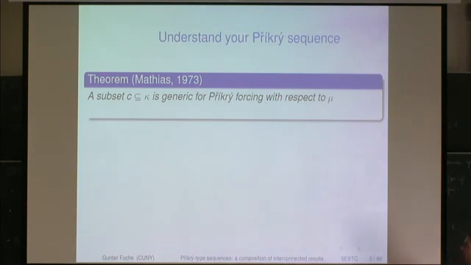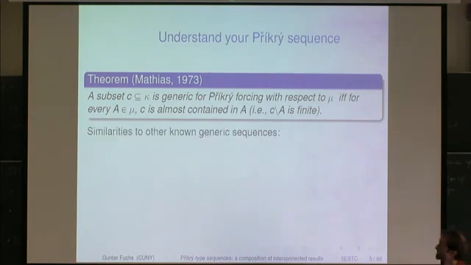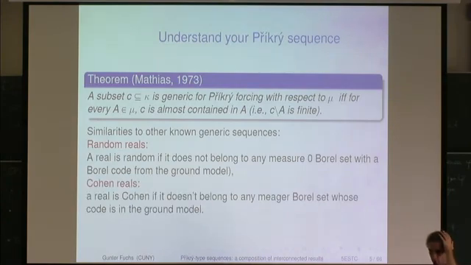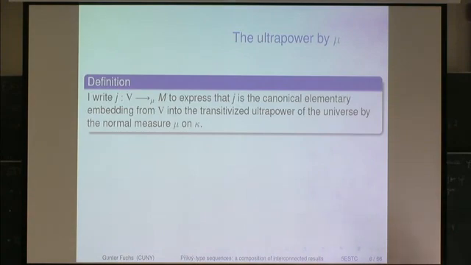Okay, so the main result due to Adrian Mathias is this characterization of when a sequence of order type omega is Prikry generic. Such a subset C of kappa is generic for Prikry forcing if and only if for every measure one set A, C is almost contained in A. Basically that just means that the sequence belongs to every typical set in the ground model, and there are characterizations like this for random reals, where a real is random if it doesn't belong to a set that has a Borel code in the ground model and has measure 0, and for Cohen reals you have something like that too. So it's in that vein.